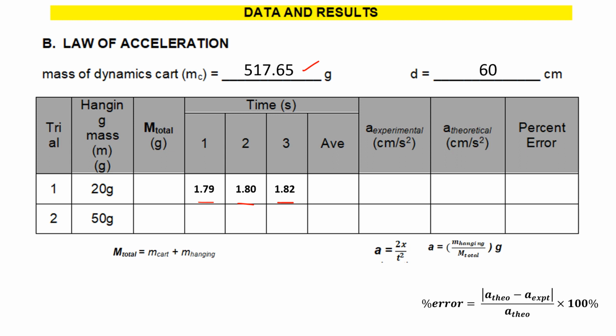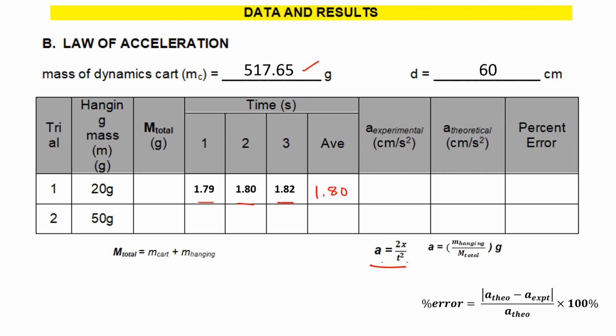Let me start computing the experimental value. The formula is 2x over t squared. First we need to compute the average: 1.79 plus 1.80 plus 1.82, divided by 3. The answer here is 1.80. Let's use 2 decimal places. 1.80 is the average time.